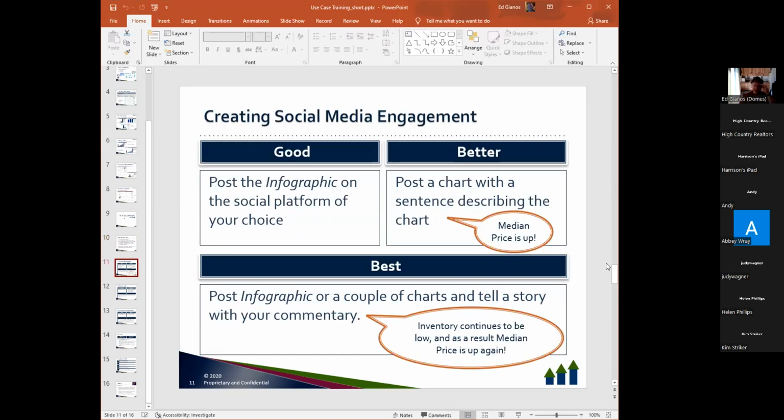The other one is use the stats to create social media and engagement. We all use the examples of Facebook and Snapchat. I am over 50. I do not have a Snapchat or Instagram account. So I have to ask my kids how that all works. I'm joking. I'm not, though. I actually don't have a Snapchat or Instagram account.